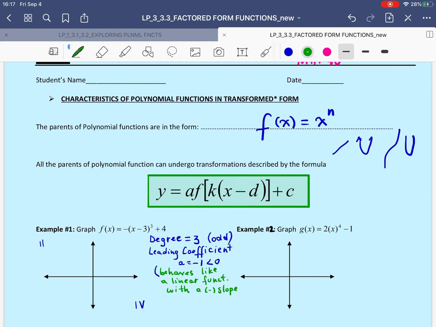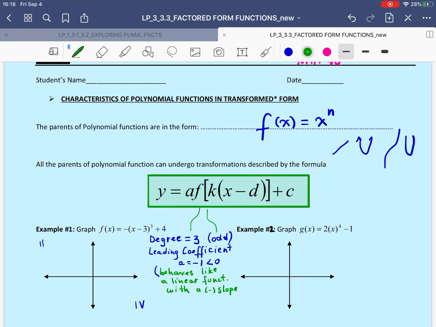The next thing we want to do is pay attention to the degree, which will determine the shape of the graph. And a third degree function, we know that has an S shape. Now, it could go based on the sign of the leading coefficient. It could go this way or this way around.